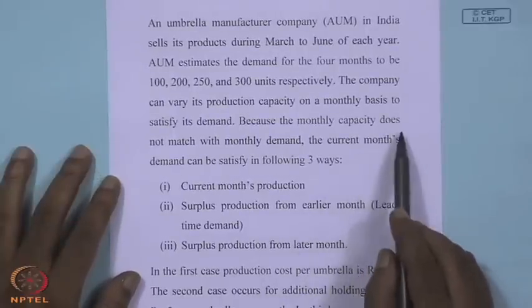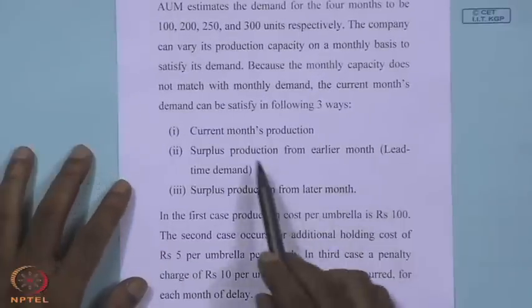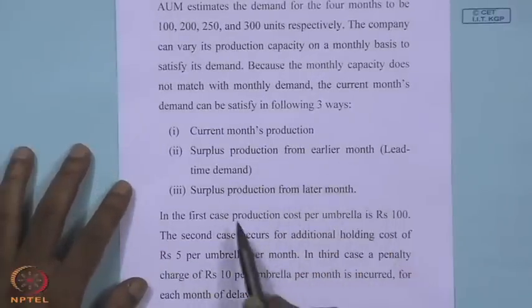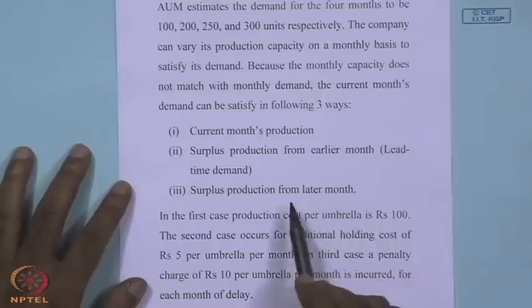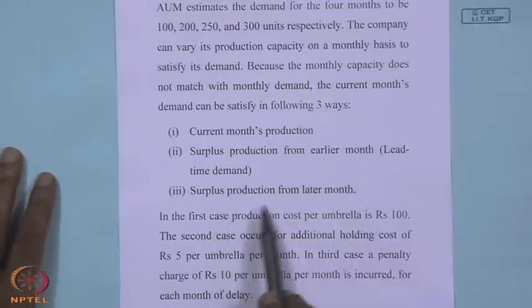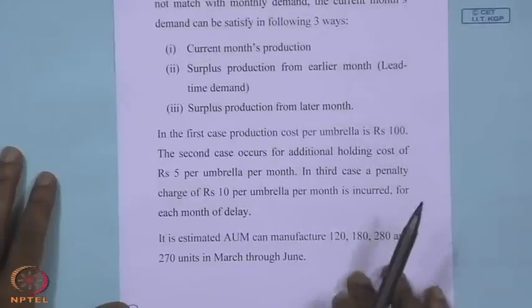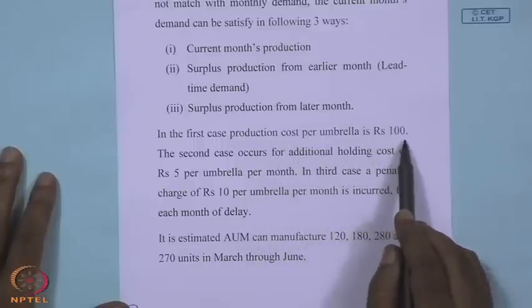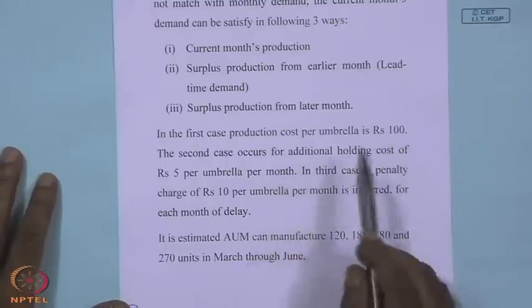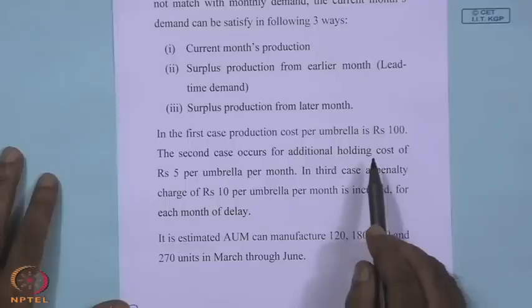Because the monthly capacity does not match the monthly demand, the current month's demand can be satisfied in 3 ways: the current month's production, surplus production from an earlier month, or surplus production from a later month. Now, whenever you do this, a cost is associated. In the first case, meeting the demand from the current month, the production cost per umbrella is rupees 100. The second case is surplus production from an earlier month, which incurs an additional holding cost, because you were holding the quantity from the last month.